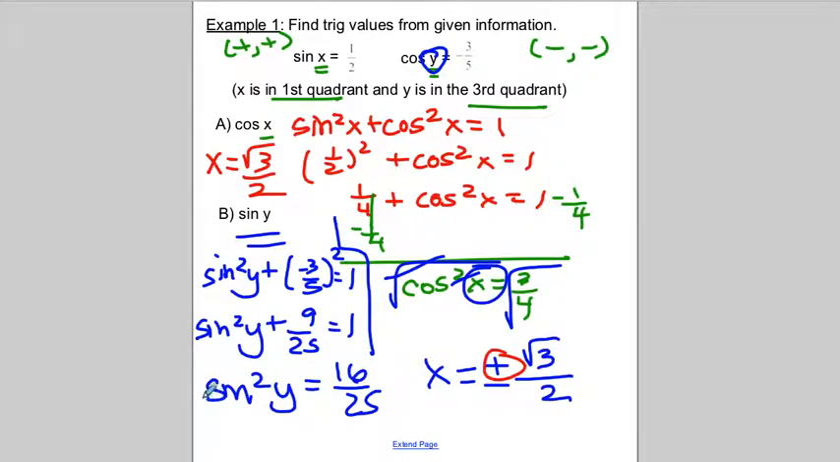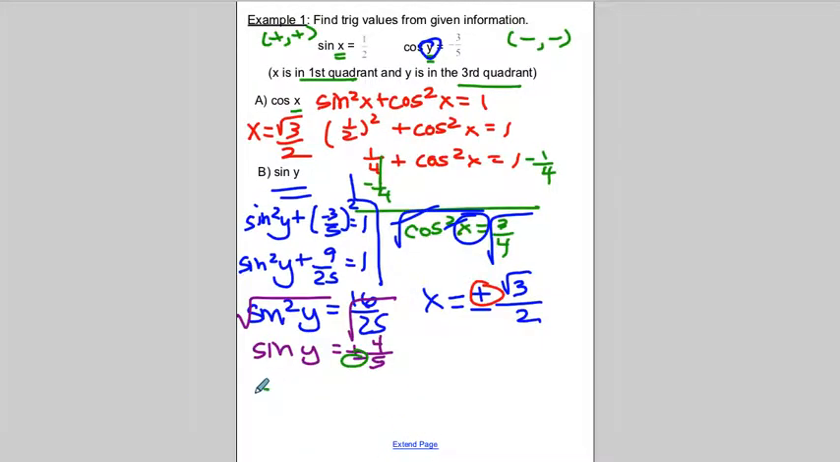I take my square root, and sine of y will equal plus or minus the square root of 16, which is 4, and the square root of 25 is 5. Now, we're in the third quadrant, so my answer will be negative. So sine of y will equal negative 4 over 5.